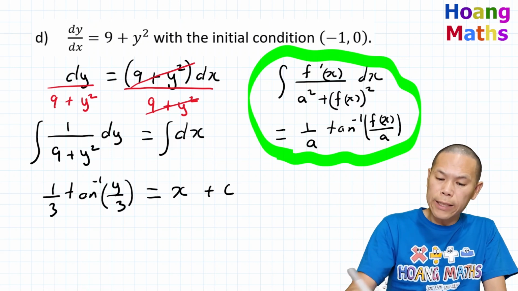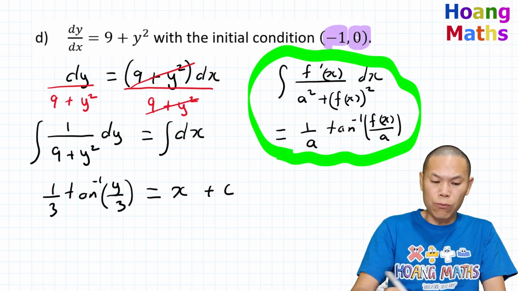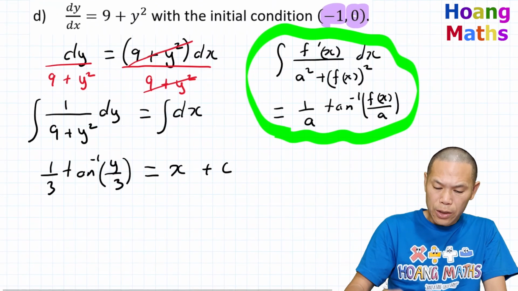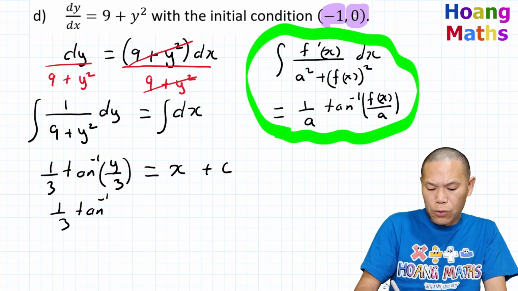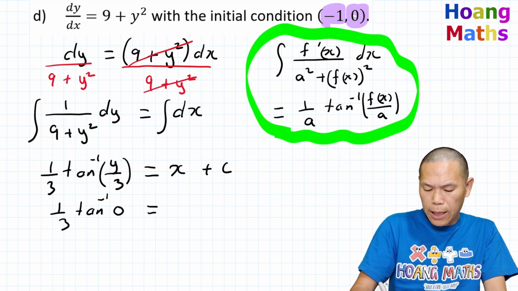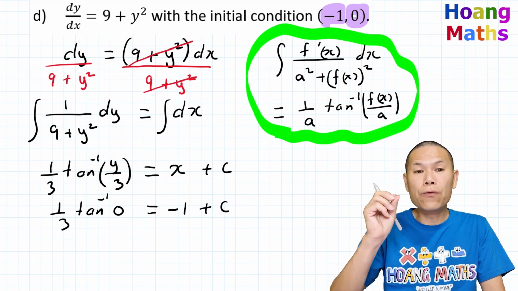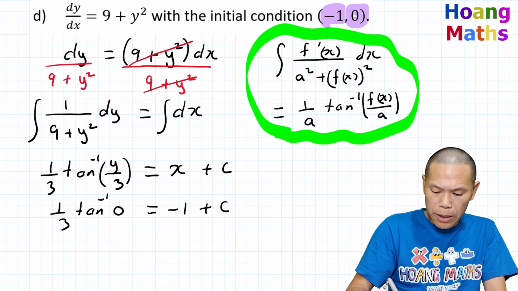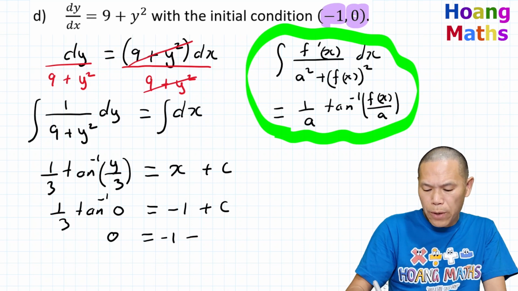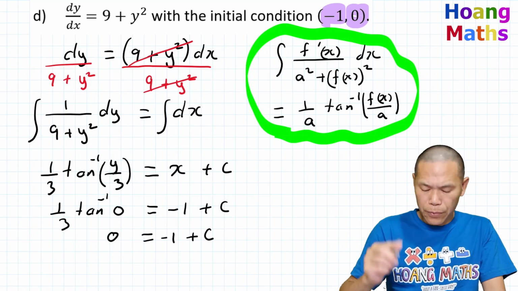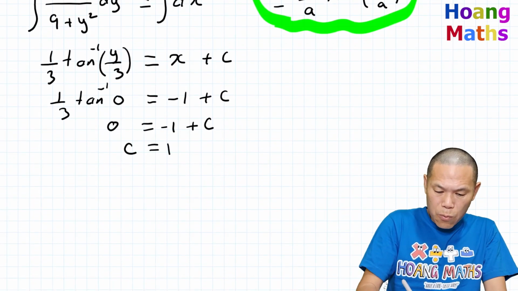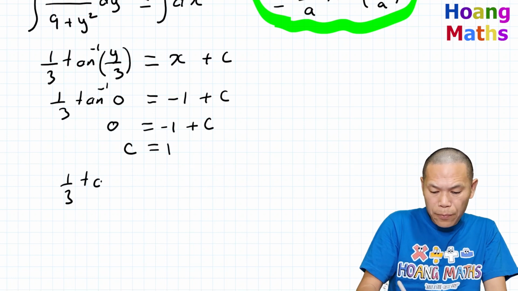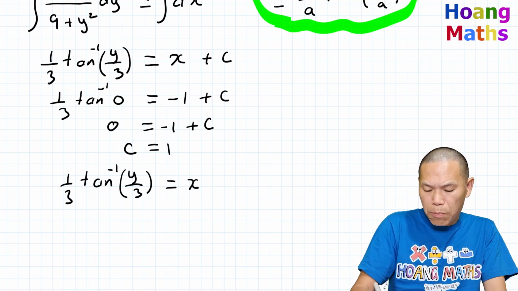And we know that when x is negative 1, y is 0. So I just substitute that in. So that means 1/3 tan inverse of y over 3, 0 over 3 is 0. And x is negative 1. We add c. So inverse tan of 0 is 0. So this means that 0 is negative 1 plus c. So therefore, c is equal to 1. So this means that 1/3 tan inverse of y over 3 is x plus 1.